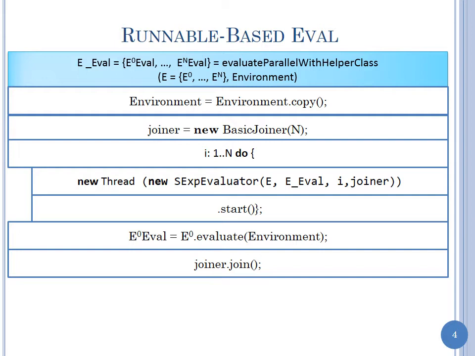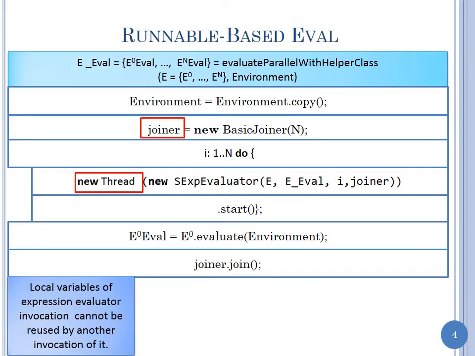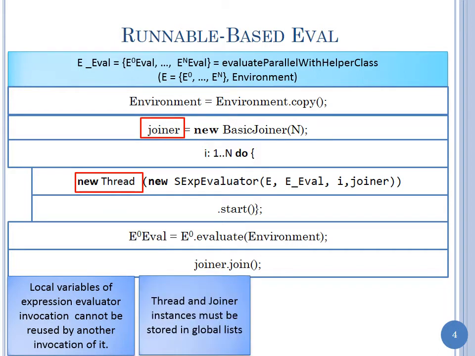I'm trying to go gently to the idea of a thread pool, which you have seen before. If you want to do that, assign it to global variables. We can do that in this method. Local variables of one expression evaluated invocation cannot be used by another invocation of it, so we have to store them in global lists.